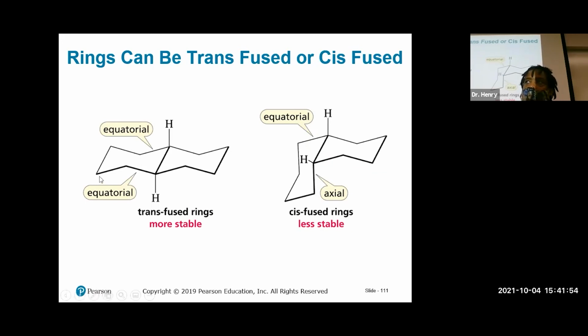Okay, so we can have ring structures that can be fused either cis or trans. So trans, right? In this case, these guys are going to be equator, giving us our nice little trans moiety for the hydrogen, where this guy would be cis, axial and equator. This guy's going to be less stable. This guy's going to be more stable.